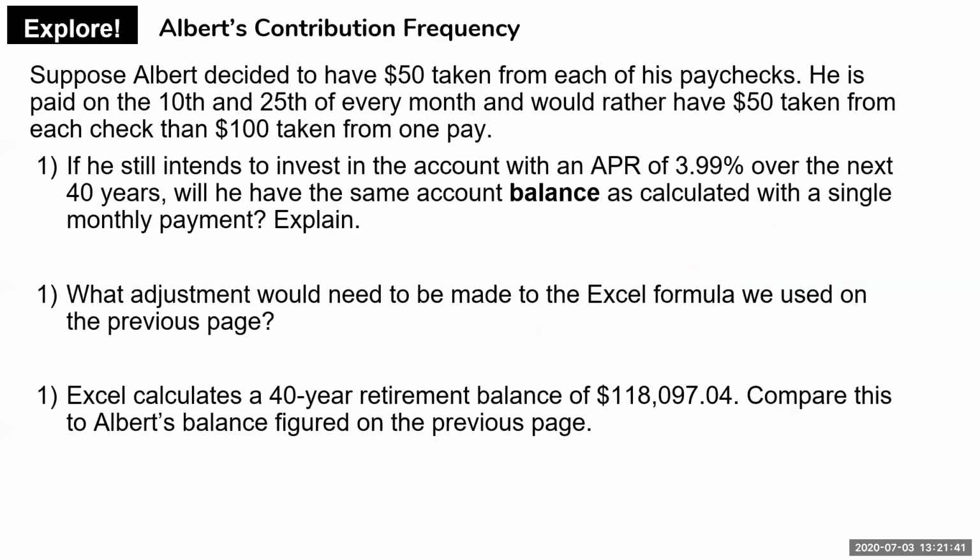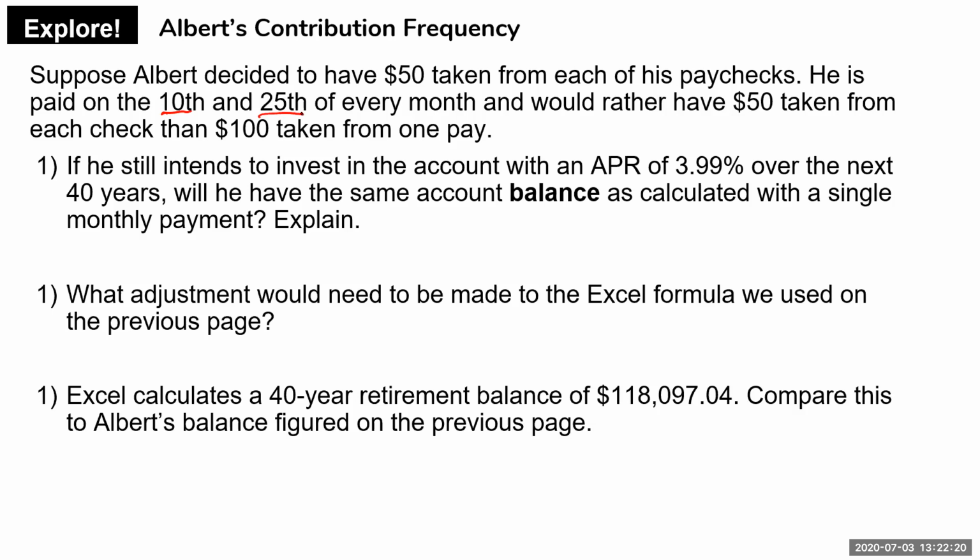Now, we want to explore Albert's contribution frequency. We want to do some exploration right here. Now, suppose Albert decided to take $50 from each of his paychecks. He is paid on the 10th and the 25th. So bi-weekly, right? So this is a bi-weekly payment structure. Look at it closely. So instead of doing a single deduction of 100 at the end of the month, he decides to do bi-weekly investment. And let's look at it. Let's do the analysis.